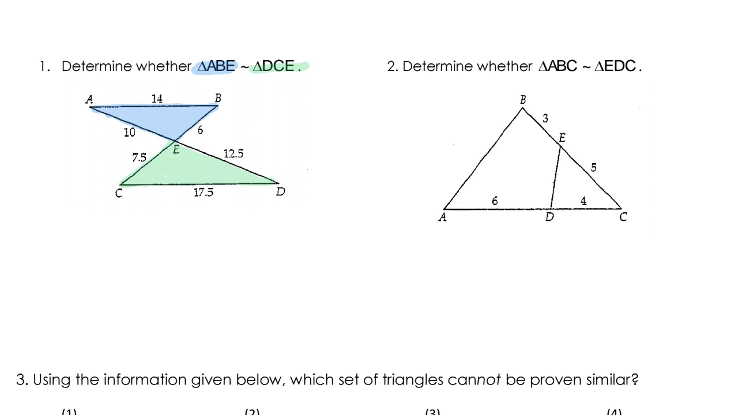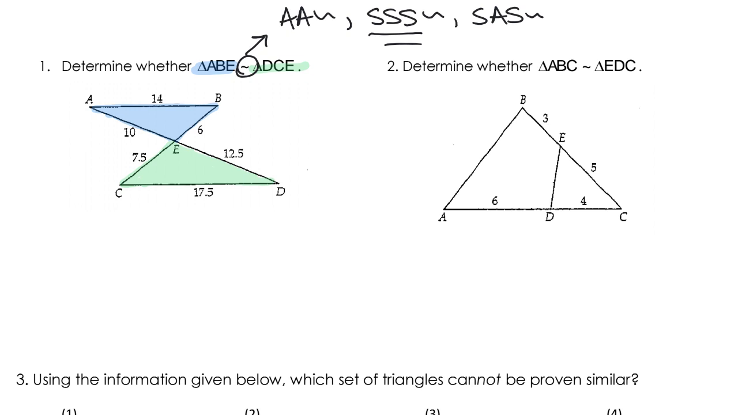All right, so because they're asking about similar, remember that we have 3 methods. We have angle, angle similarity, side, side, side similarity, or side, angle, side similarity. So looking at this picture, both triangles have all 3 pairs of sides. So it makes sense to me to just go with side, side, side similarity.